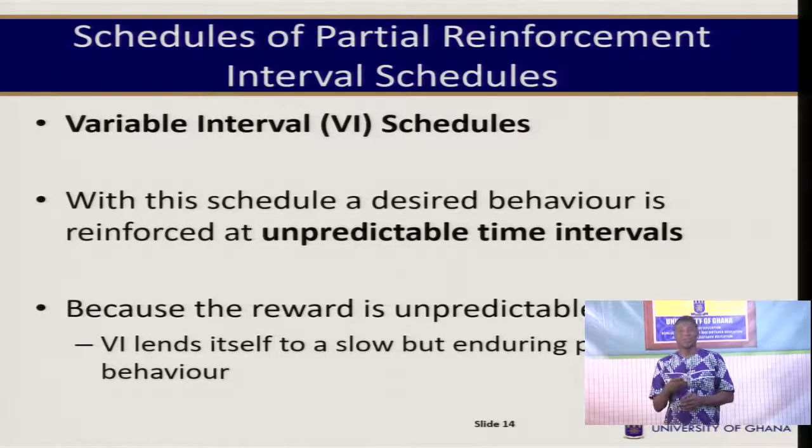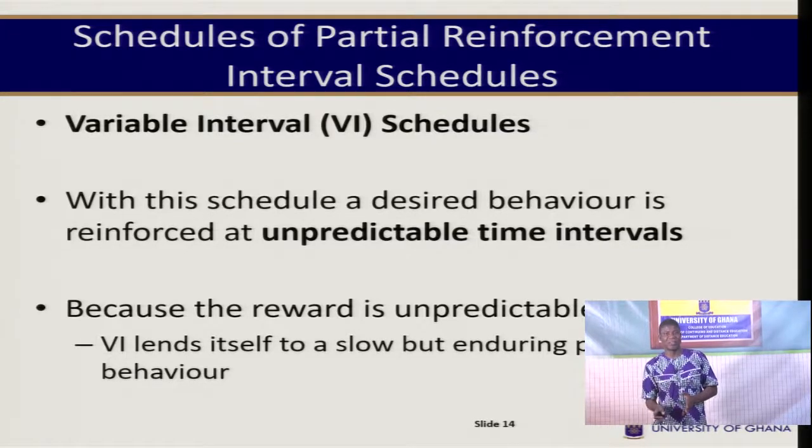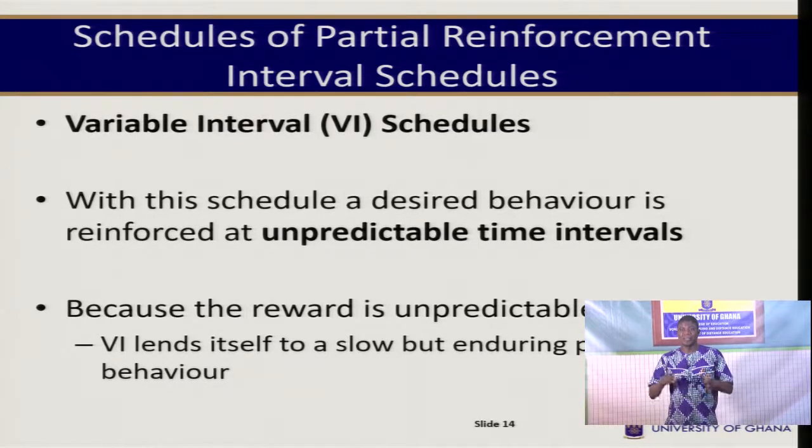So that's fixed interval. The variable interval, on the other hand, is a situation where a desired behavior is reinforced at unpredictable time intervals. So here you can't tell the time intervals. And because the reward is unpredictable, variable interval lends itself to a slow but enduring pattern of behavior.